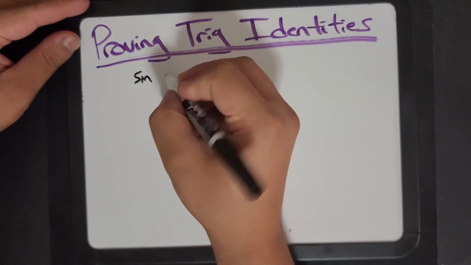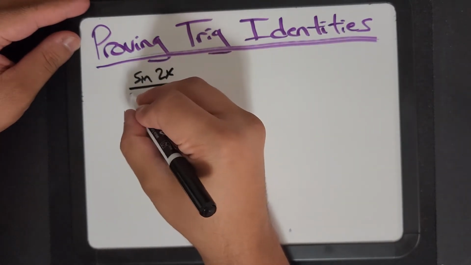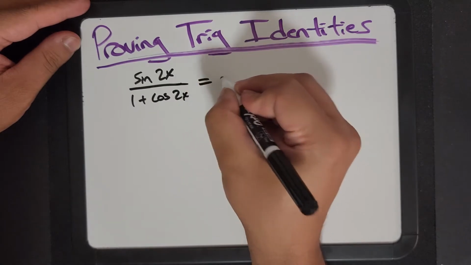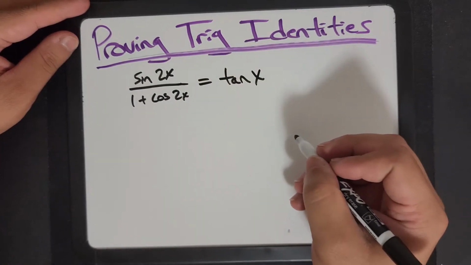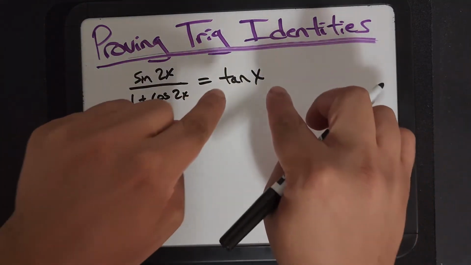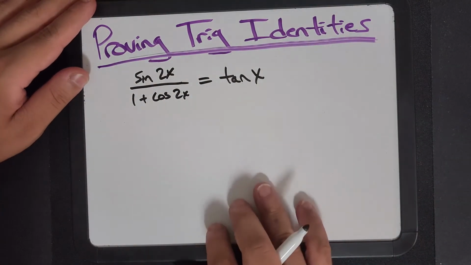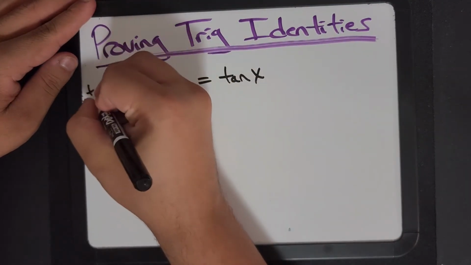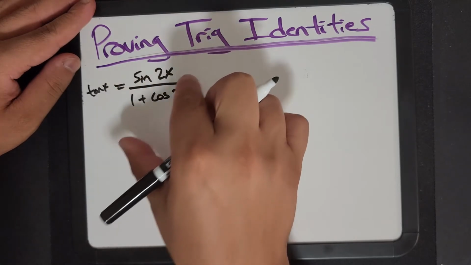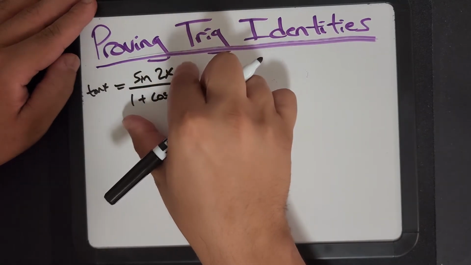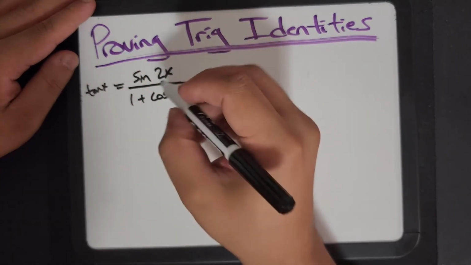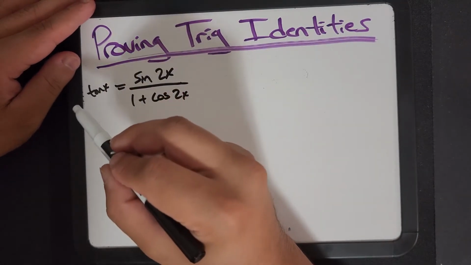So let's start with sine 2x over 1 plus cos 2x is equal to tan x. Basically I want you to prove that this equals that. So let's get started. I'm just going to put tan x here, and I'm going to work with this side and basically manipulate and simplify and expand and do whatever I want to this with facts just to prove that it is equal to tan x.